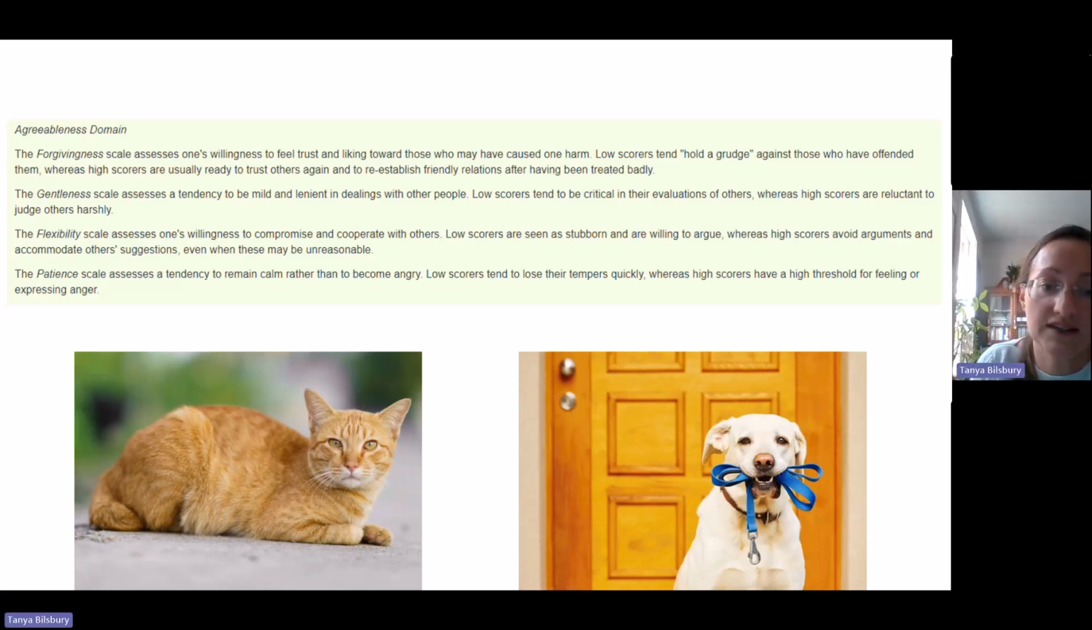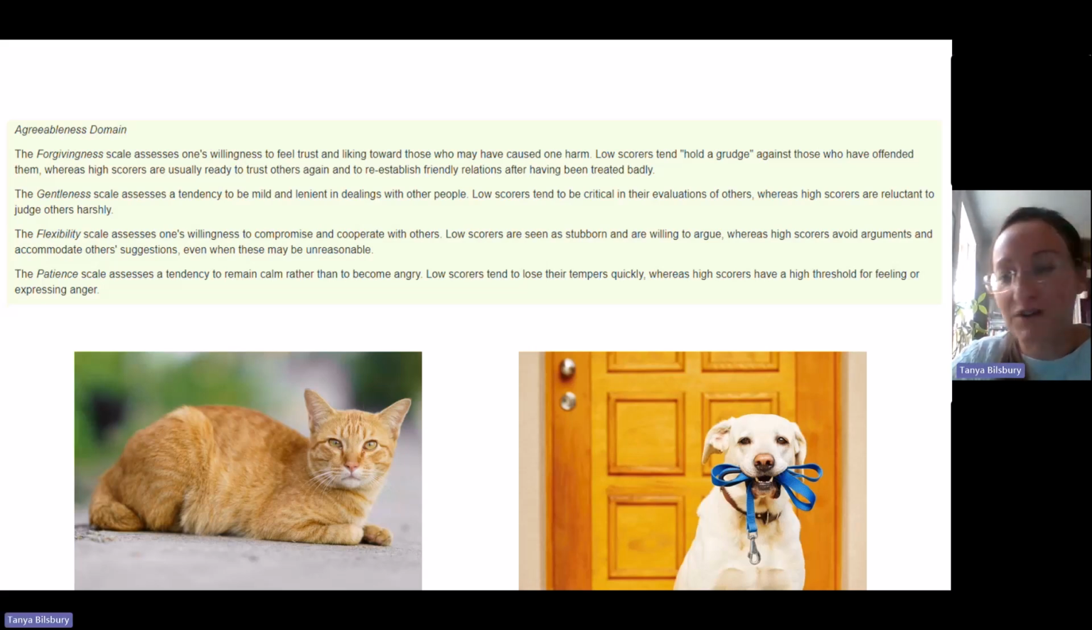Then there's forgivingness. And it's about your willingness to trust and like those who have harmed you. Okay, so high scorers are ready to trust others again, right? And to get back into the relationship after having been treated badly. People who have more submissive tendencies can be more open to exploitation and staying in relationships where they're being exploited. Whereas low scorers do not like it when people cross their lines, and they remember that because they want to enforce boundaries and have people act with them. And if somebody's out of line, they want to bring them back in line.